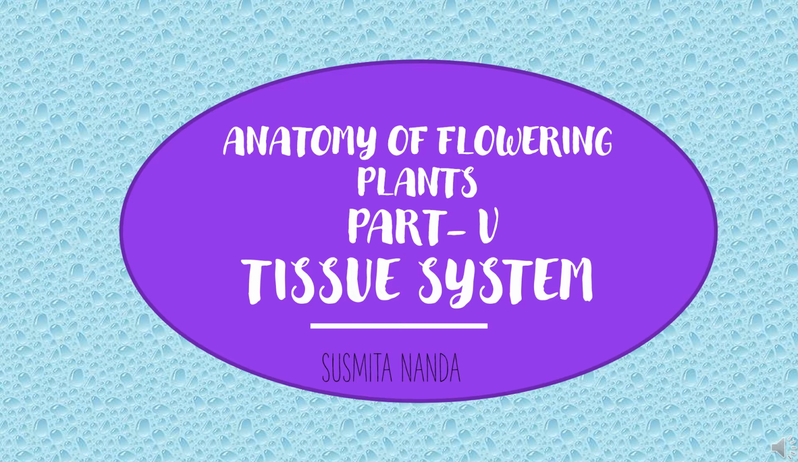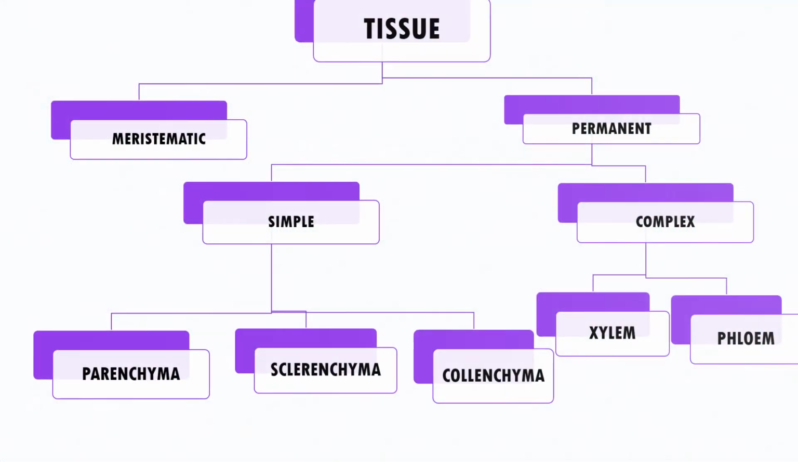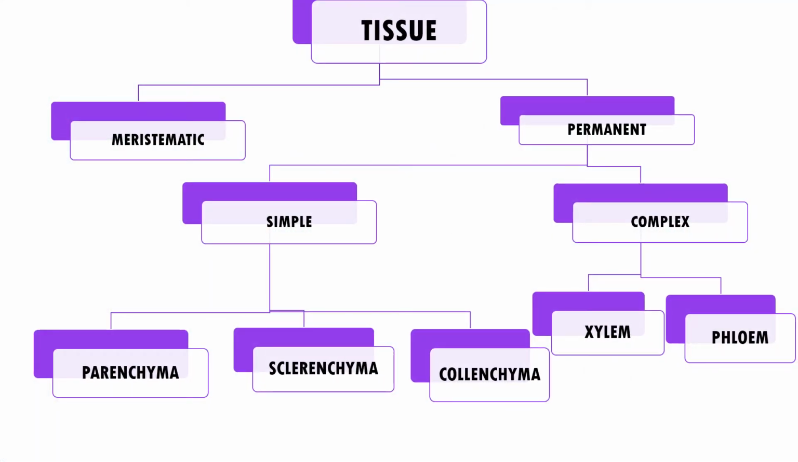This is another video of anatomy of flowering plant. In this video, I am going to explain about tissue system. Tissues are the group of cells common in origin and structure performing similar kind of function. In plants, tissues are of two types, meristematic and permanent. Permanent tissues are again of two types, simple permanent and complex permanent. Parenchyma, sclerenchyma, collenchyma make simple permanent tissue, whereas xylem and phloem makes complex permanent tissue.